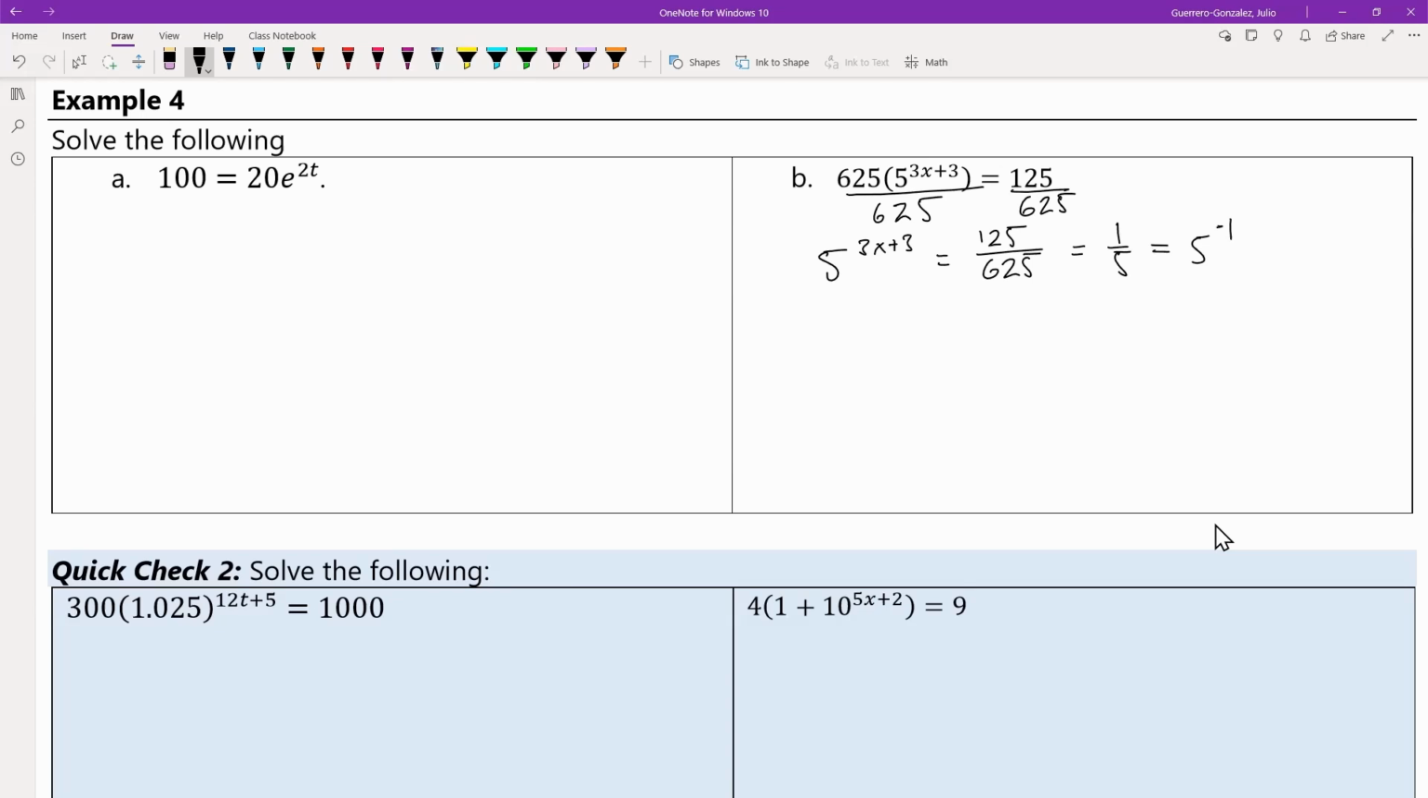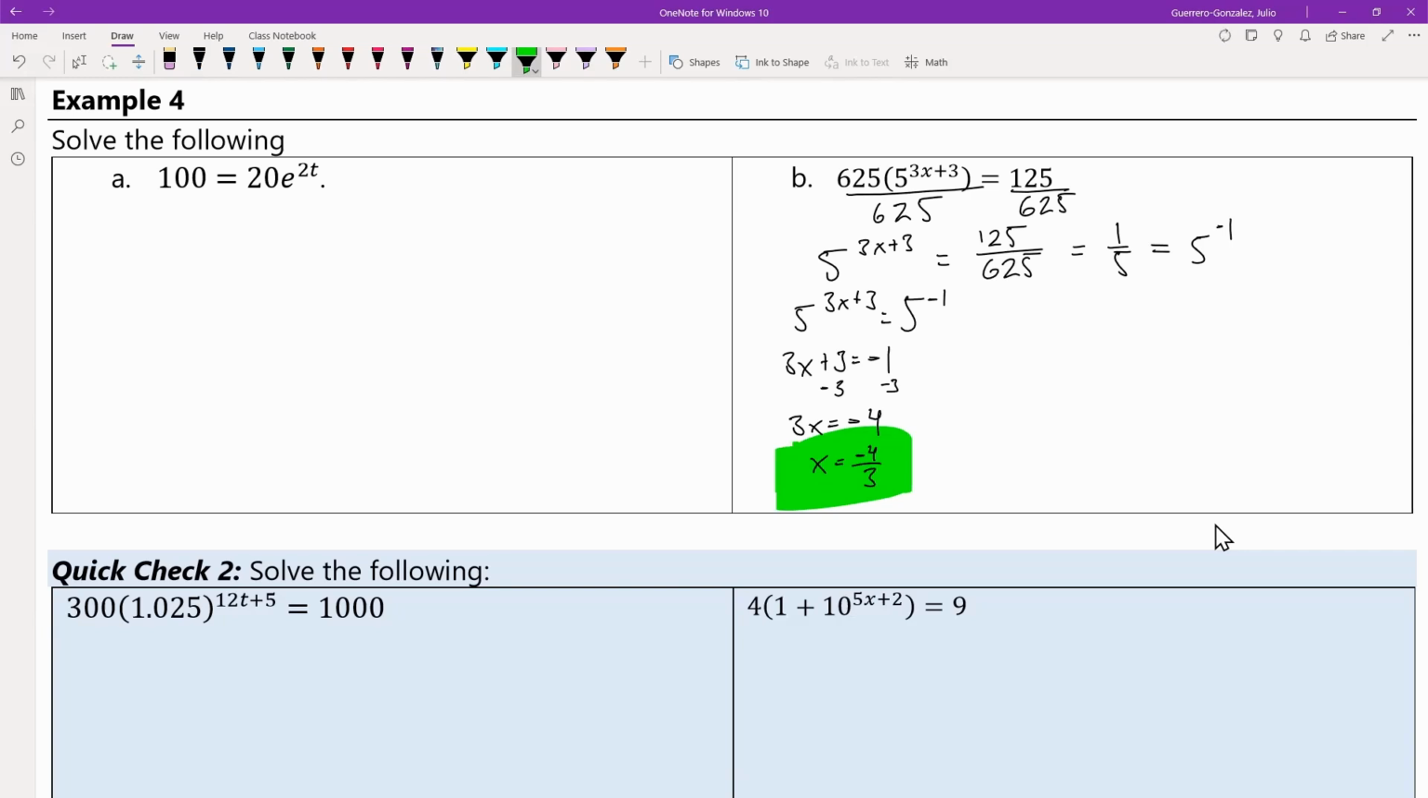So from here, we can do this. 5 to the 3x plus 3 is equal to 5 to the negative 1. Now it becomes an algebra problem, right? Okay. 3x plus 3 is equal to negative 1, right? Minus 3, minus 3. 3x is equal to negative 4. x is equal to negative 4 over 3. We are done.